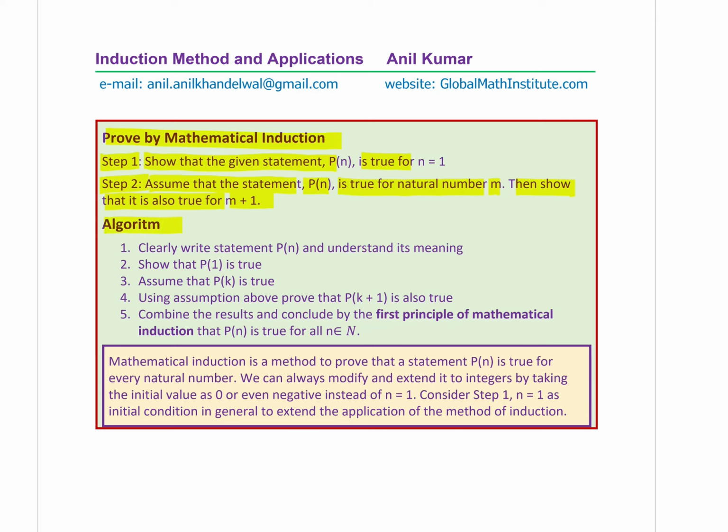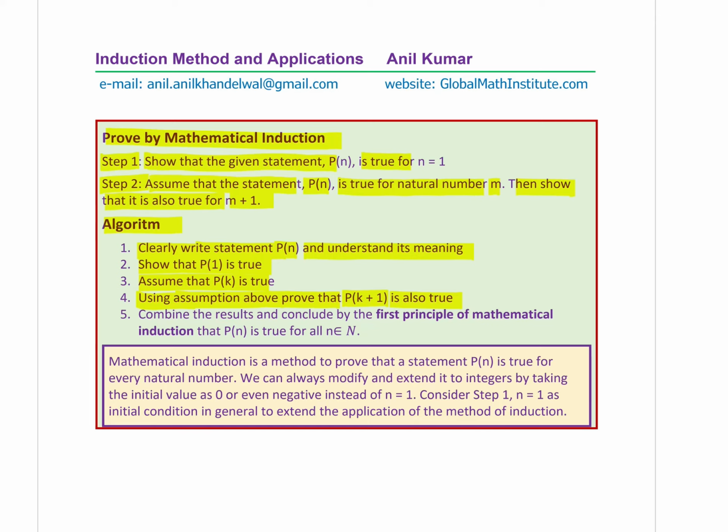The algorithm here is: first, always clearly write down the statement which we need to prove, right? Sometimes that is tricky. So clearly write the statement, which is P of n in our case, and understand its meaning. Then we have to show that P of 1 is true. Then we have to assume that P of k is true. Using this assumption, that is P of k is true, we need to prove that P of k plus 1 is also true. Perfect.